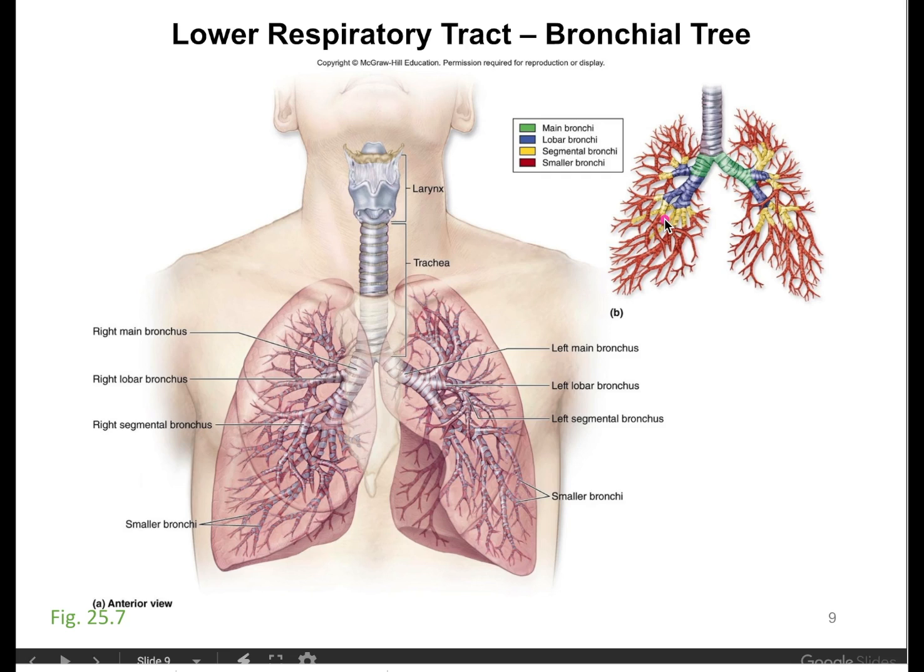And then the segmental are going to get even smaller, and the walls of these tubes are going to change a little bit. So the trachea has those tracheal rings, if you remember, and once you bifurcate and start getting into the bronchi, the tracheal rings are going to start kind of getting more flat, and at that point they're just called plates, but they're still surrounding the walls of the bronchi.